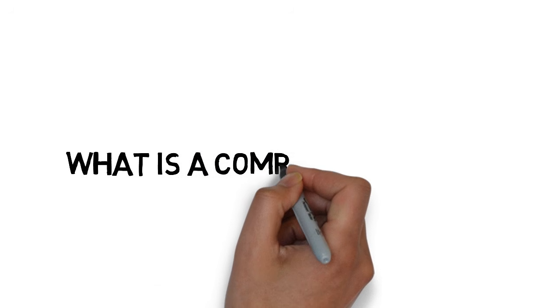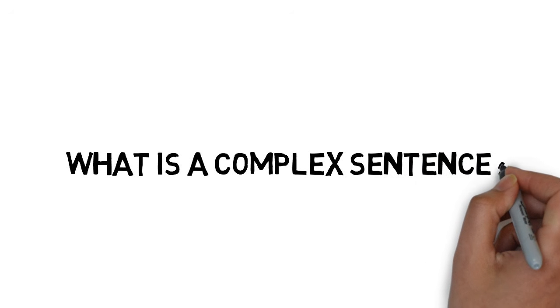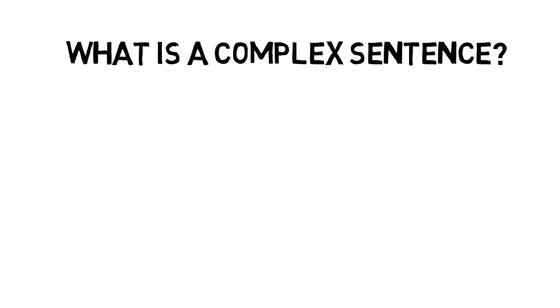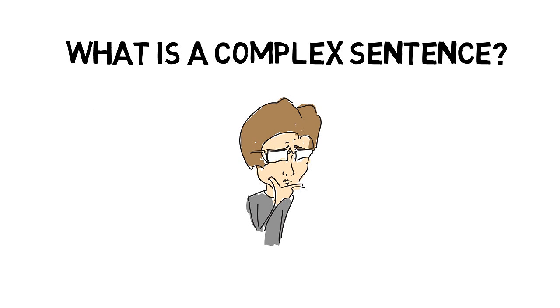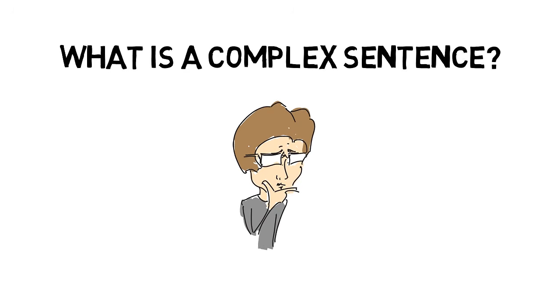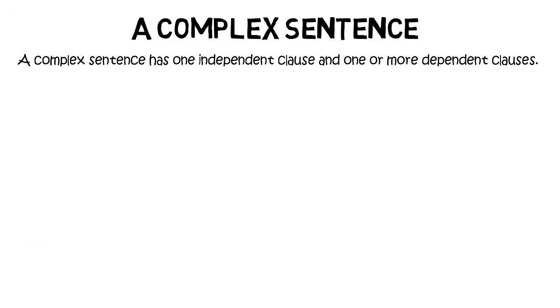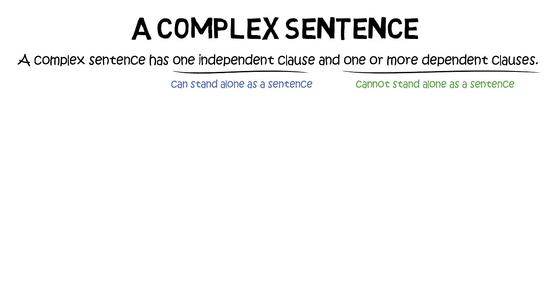In this video, we'll look at what we mean by the term complex sentence. So, what is a complex sentence? Well, it's one that has one independent clause and one or more dependent clauses. Now, an independent clause is one that can stand alone as a sentence, a little bit more on that in a second, and a dependent clause is one that can't stand alone as a sentence.